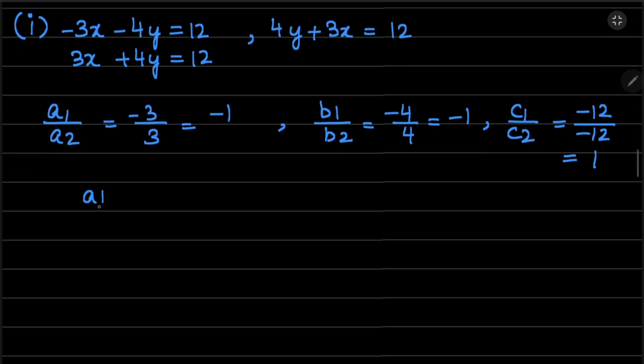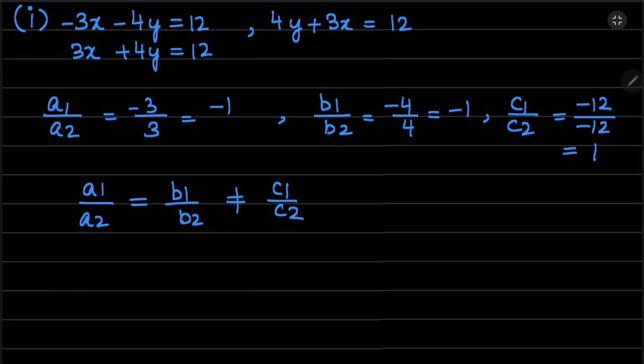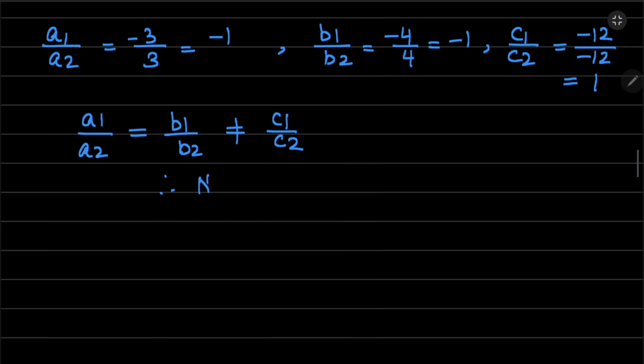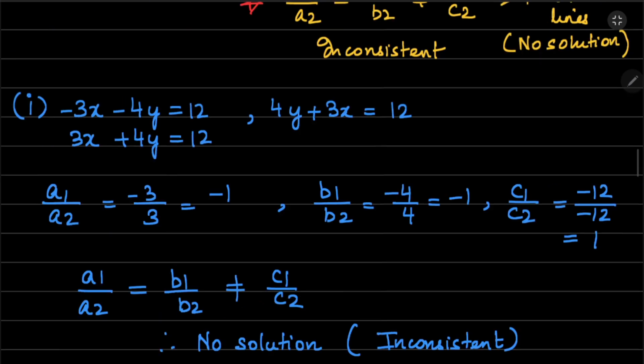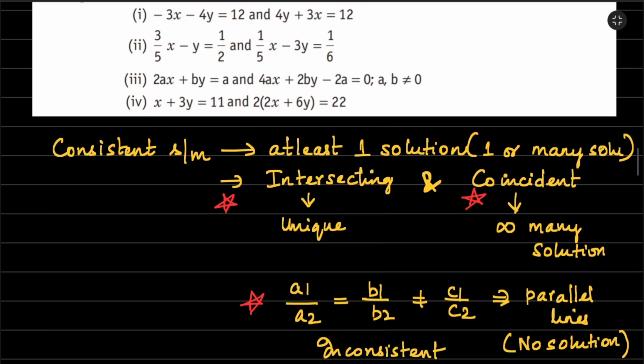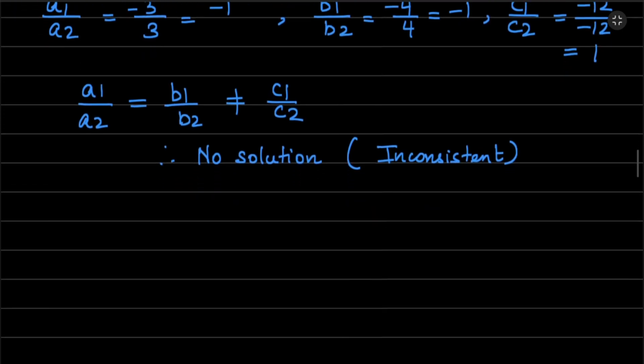So what do you see here? A1 by A2 is equal to B1 by B2, but this is not equal to C1 by C2. This is the condition for no solution. Therefore, this given system of equations will have no solution, which means it is inconsistent. That's the answer. Let's move on to the second question.